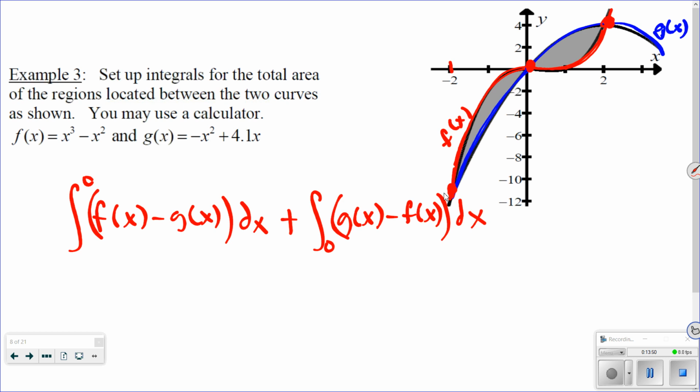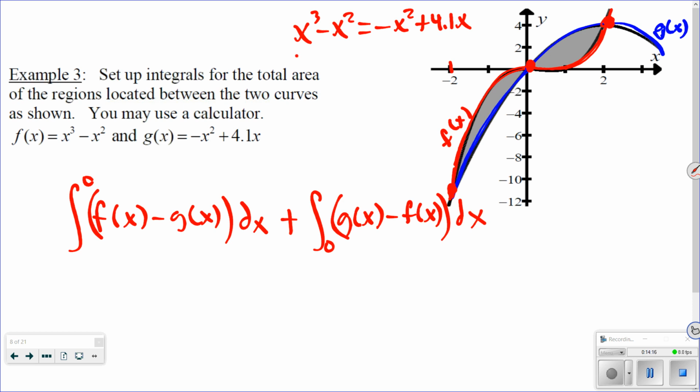Okay, now you have a choice. You can either graph those two and find their intersections, or go to the calculate menu and find their intersections. And write this down. This is what you have to show. You have to show how you find those points of intersection. So somewhere on your paper, you need to say, hey, I took x cubed minus x squared and set it equal to negative x squared plus 4.1x. So you need to show that somewhere.